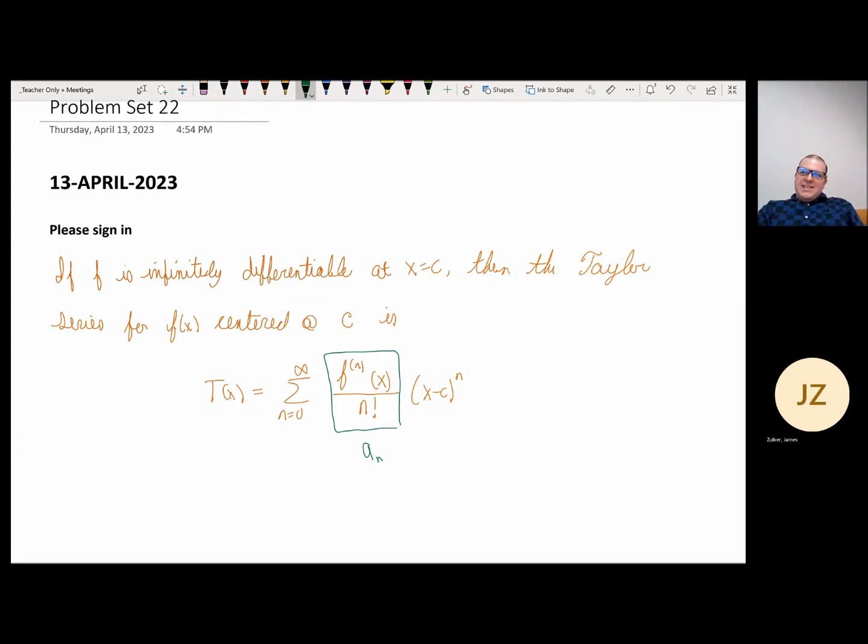If we're centering it at 0, it's also referred to as the Maclaurin series.